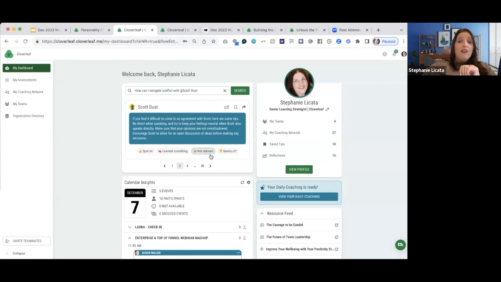and those of you who are not Cloverleaf users, these are coaching insights. As a result of the assessments that you've taken, Cloverleaf will aggregate these and give you all of these different tips that allow you to reflect, to take action. And now I can actually understand exactly how I can navigate conflict with Scott. We take all that really interesting assessment data that's been really interesting for years and we make it useful.